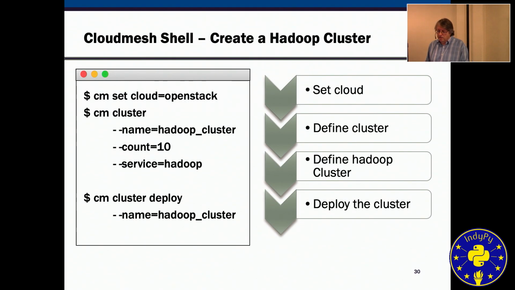So we did that in the past. So say, okay, select me the infrastructure on which I would like to host that particular Hadoop cluster. I say CMS set cloud equal OpenStack. And then I simply say, this is okay, create me the cluster where I have the name Hadoop cluster. I get 10 nodes, and I have the service Hadoop. And then I simply say CMS cluster deploy with that name of the Hadoop cluster, and it deploys that thing for you on that particular cloud.